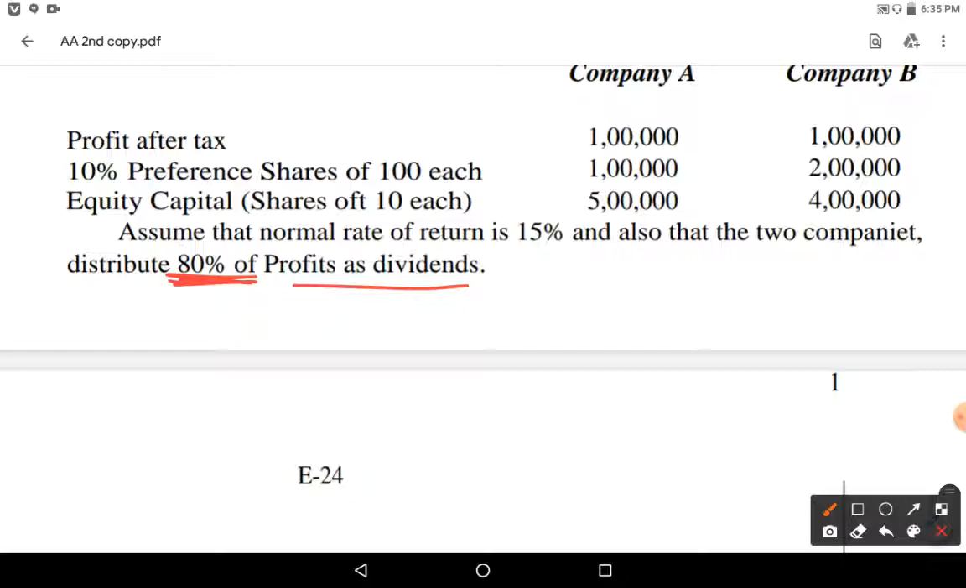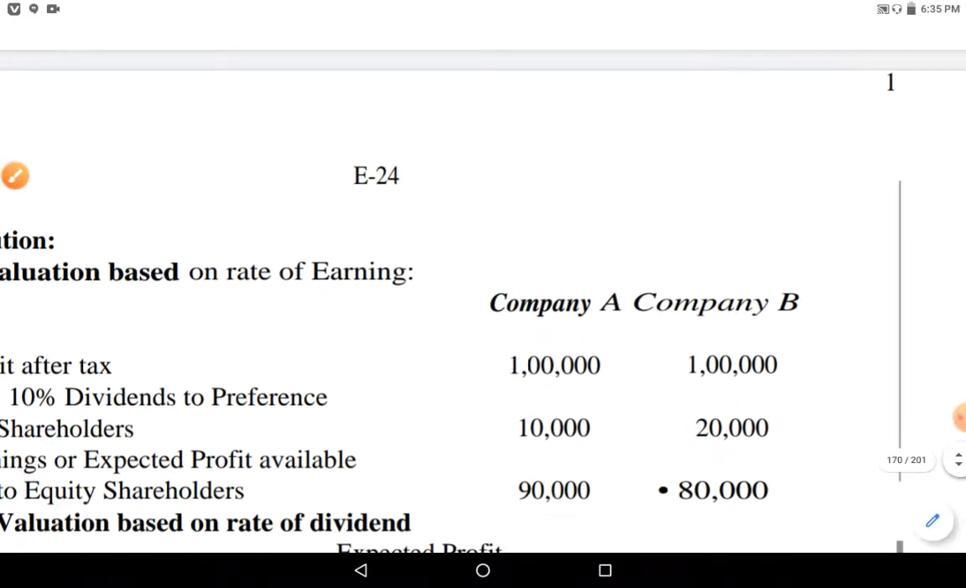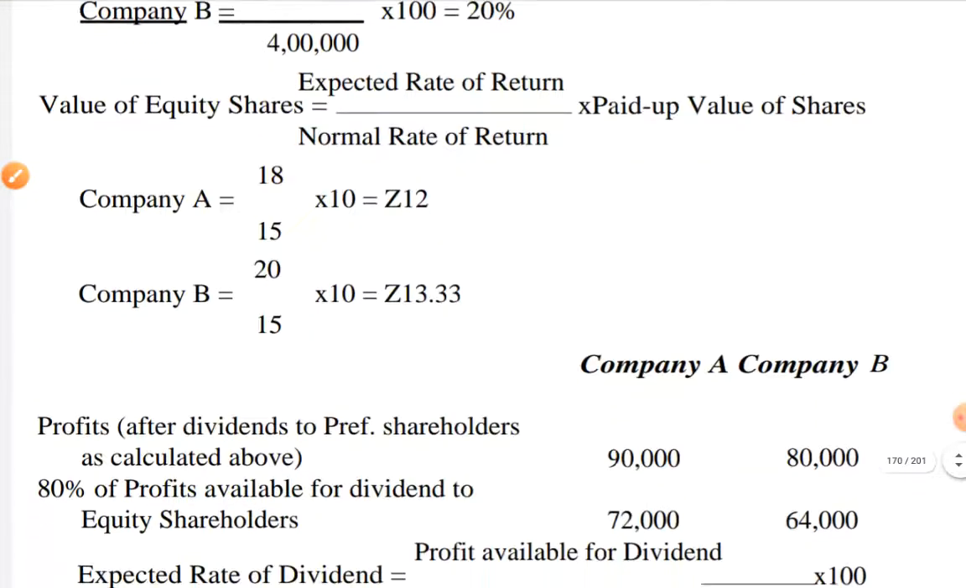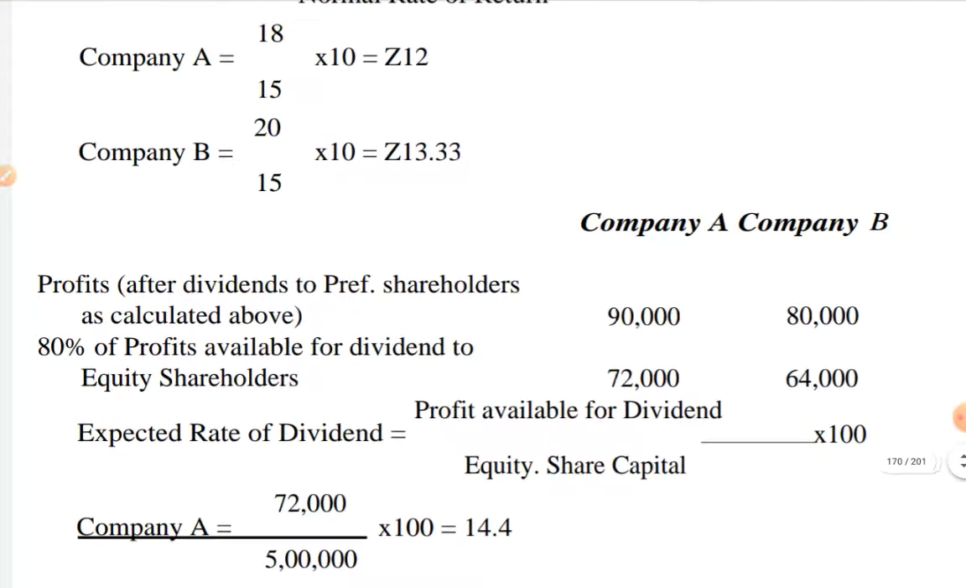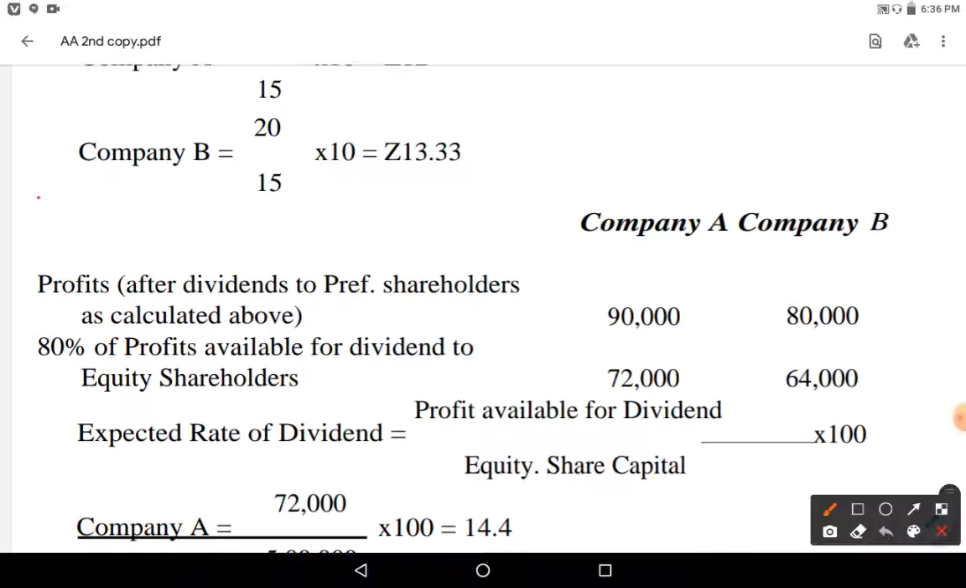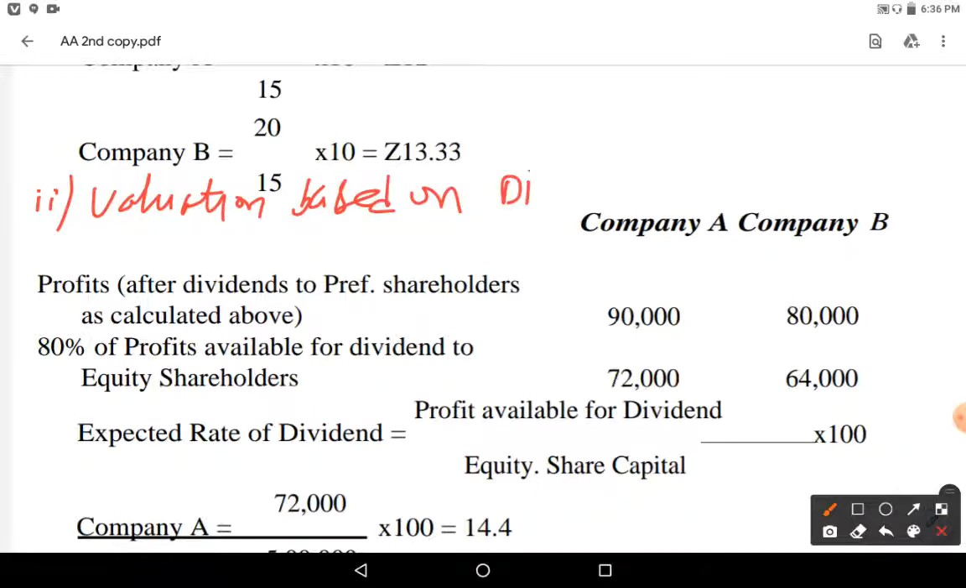So profits available for dividend should be taken. For that purpose we need to calculate value per share under the second method, valuation based on dividend rate. Okay.